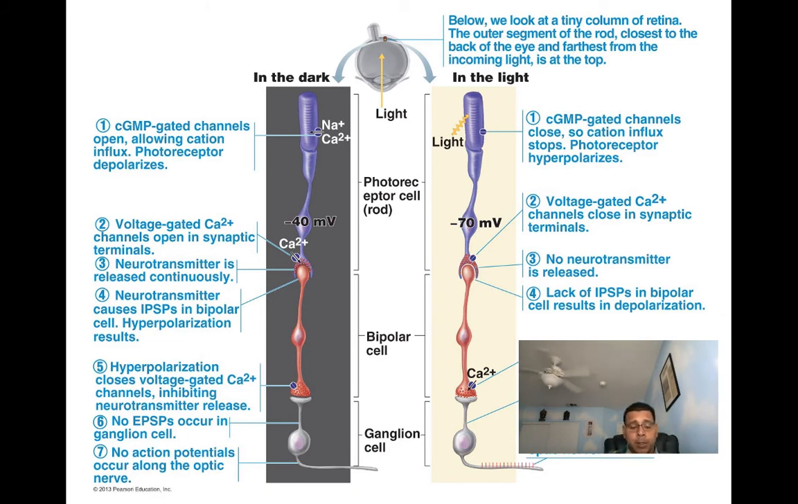The action potentials are going to be transmitted along this optic nerve to the brain. The synapses between bipolar cells and ganglion cells are not as well understood as the synapses you have here between the photoreceptors and the bipolar cells.